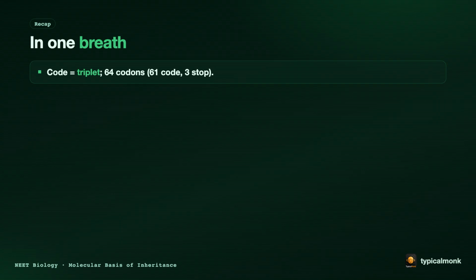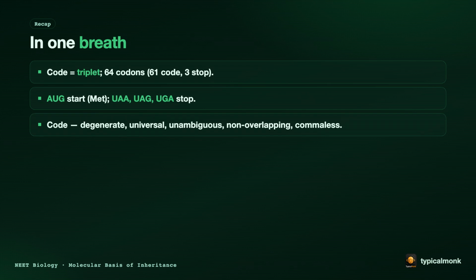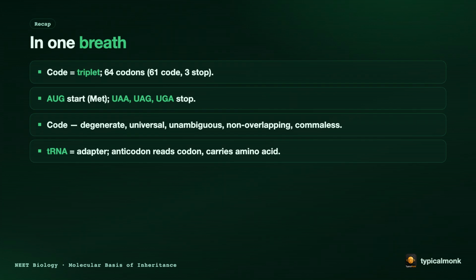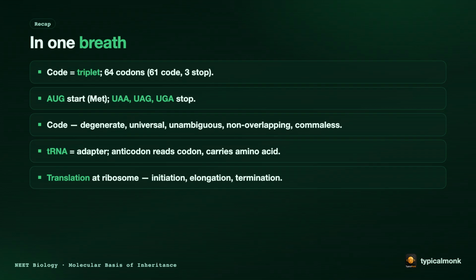Let's gather it all in one breath. The code is a triplet: 64 codons, 61 code, 3 stop. AUG is start, that is Met, UAA, UAG, UGA stop. The code: degenerate, universal, unambiguous, non-overlapping, commaless. tRNA is the adapter. The anticodon reads the codon, and it carries the amino acid. Translation at the ribosome: initiation, elongation, termination.